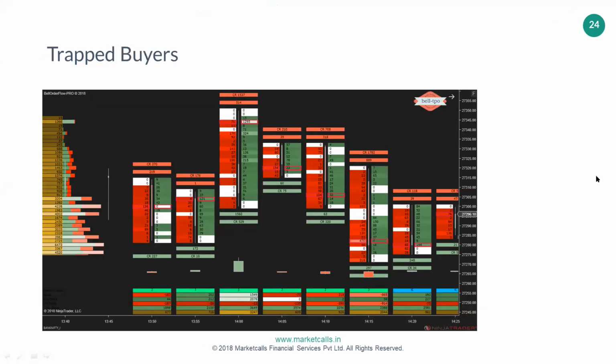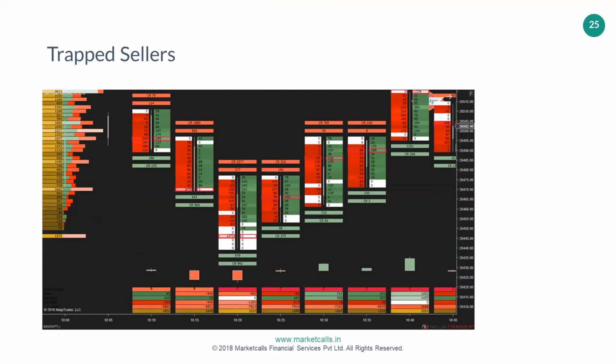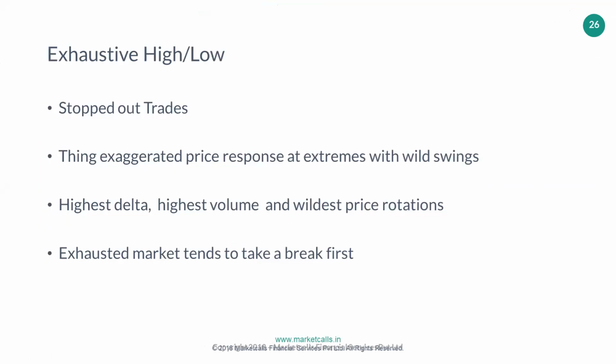So that's what the trap buyer or a trap seller is all about. And exhaustive highs or exhaustive lows, right? So this is also one form of a momentum exhaustion. At times it is a result of stopped out traders. So things get exaggerated. Price responds at extremes with wild swings. Often this exhaustive high is characterized with a bigger high volatile candle, right? So where the highest delta, highest volume, and wildest price rotations, exhaustion market tends to take a break first.